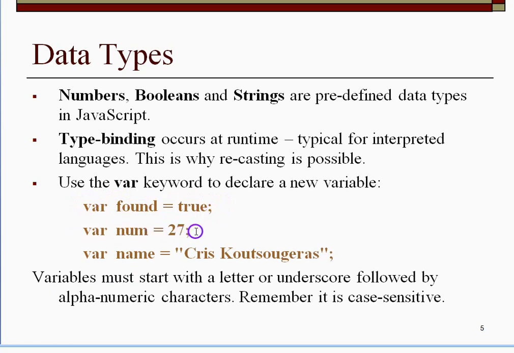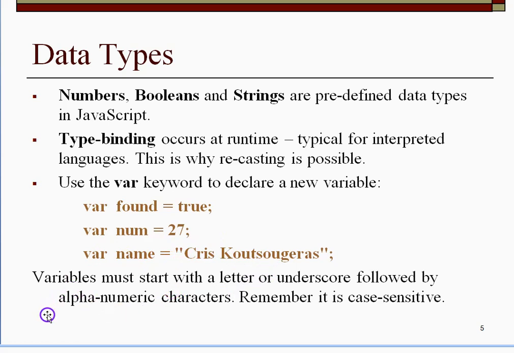This declares a variable num and assigns it the number 27. Therefore, this will be cast as an integer variable, and its type will be bound right at this point to an integer type. This one declares a variable name that is set to a string. Therefore, its type will be bound to string.